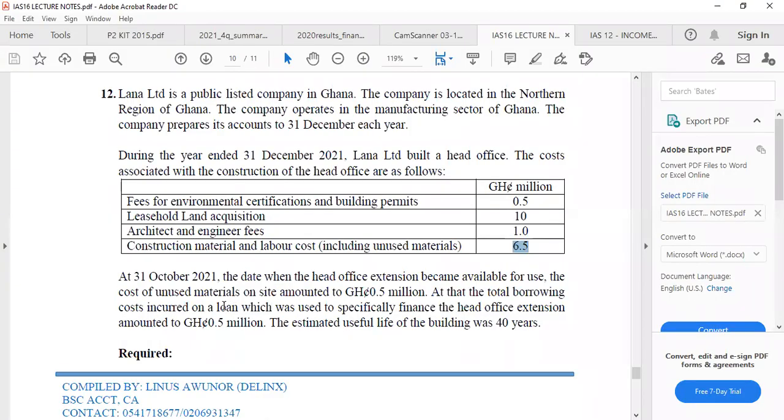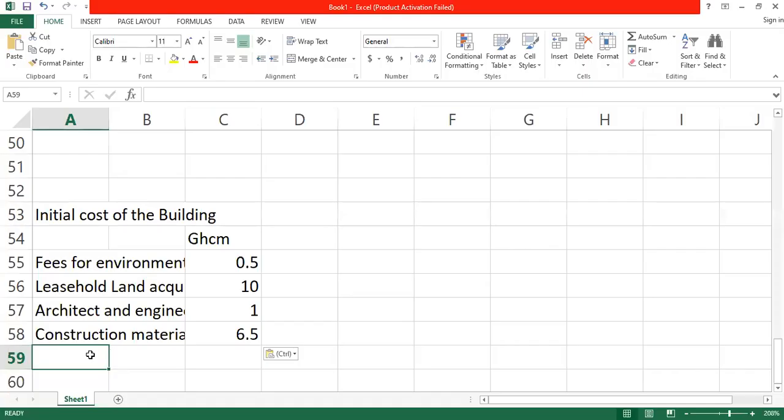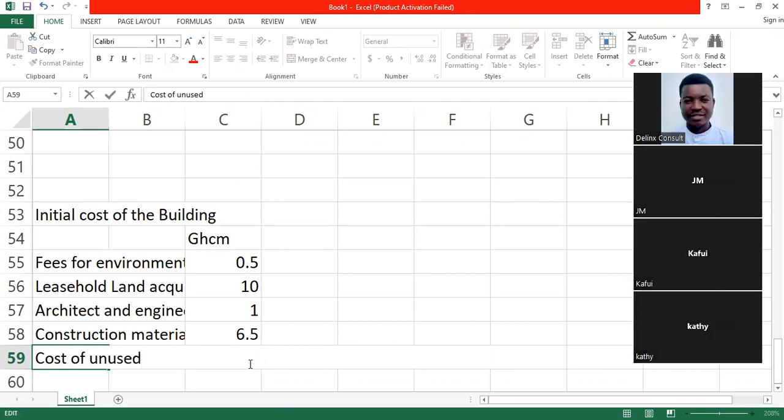So let's come here. At 31 October 2021, the date when the head office extension became available for use, the cost of unused materials on site amounted to 0.5. It means that the cost of the material used on the building and the labor cost is only 6 million. So you have to take the cost of the unused material, which is 0.5. It wasn't used, so it is not part of the building.